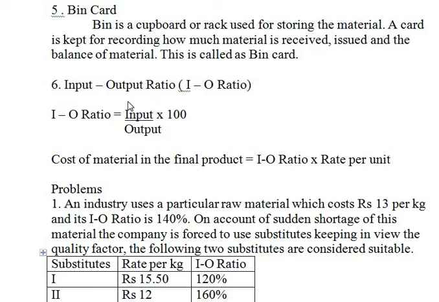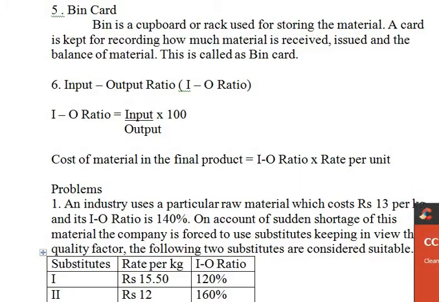Now suppose we want to know how much cost of material is used in the final product. There is another formula to calculate this: cost of material in the final product is equal to IO ratio, that is input output ratio, into rate per unit. This is the formula you need to remember. We will solve problems on this.